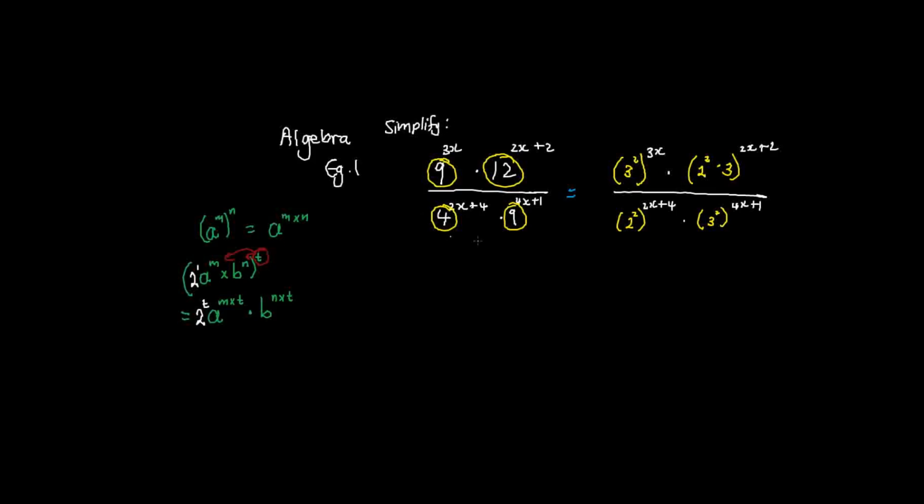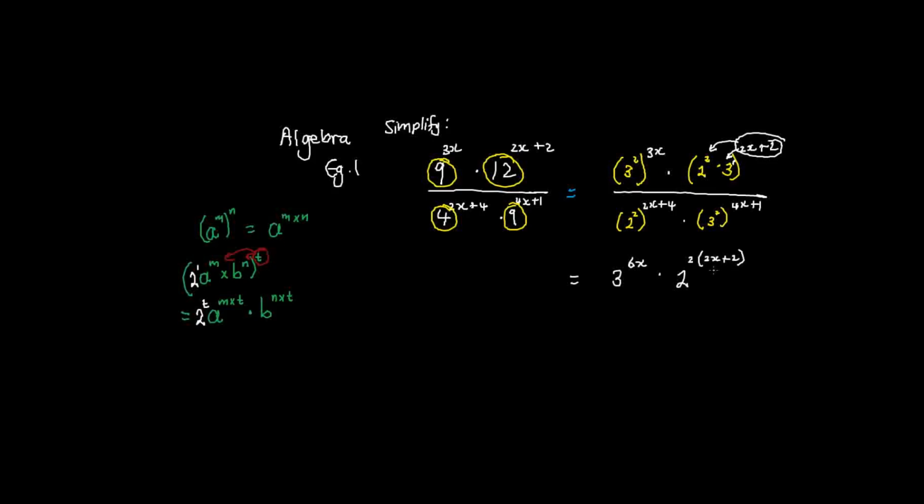And we need to simplify this expression. So using our knowledge of an exponent raised to a further power, I'm going to take 3x and multiply it by 2. That's equal to 3 raised to the power of 6x times. Now, the further power, which is 2x plus 2, needs to be multiplied by the exponent of 2, which is 2. And the further power, which is 2x plus 2, needs to be multiplied by the exponent of 3, which is the invisible exponent of 1.